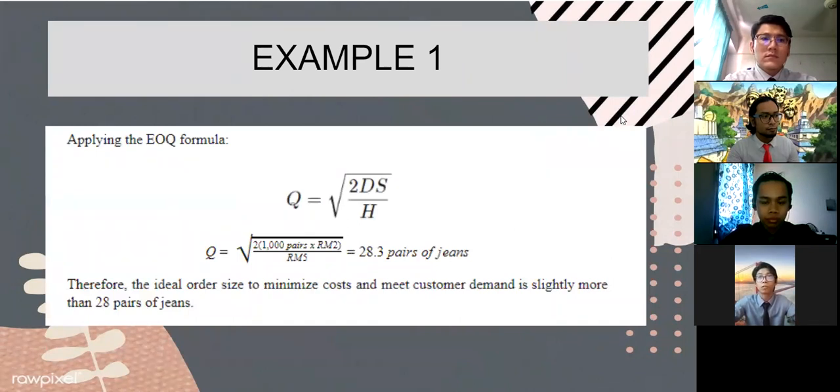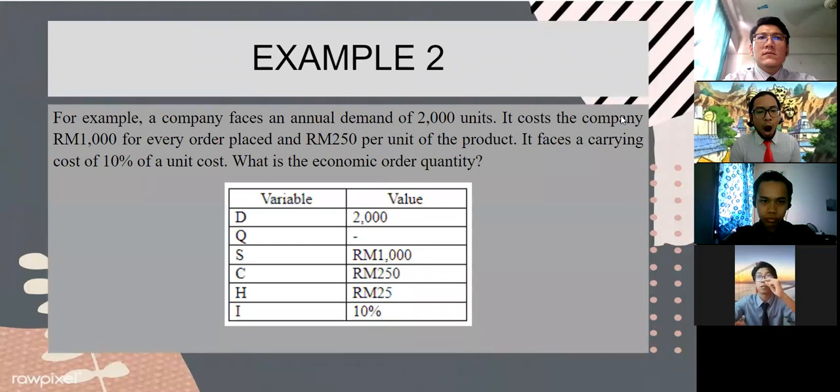To solve, we apply the EOQ formula, which is Q equals square root of 2DS. 2 is the constant. D is the demand, which is 1,000 pairs of jeans. S is the fixed cost, which is RM2. And H is the holding cost, which is RM5 per year. So we get 28.3 pairs of jeans. We round it off, so it will be either 28 or 29 pairs of jeans.